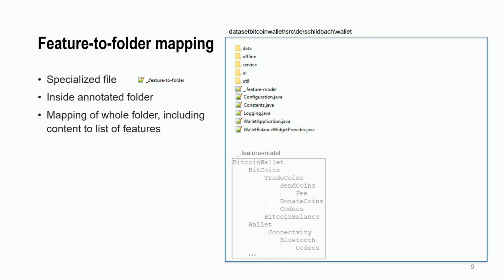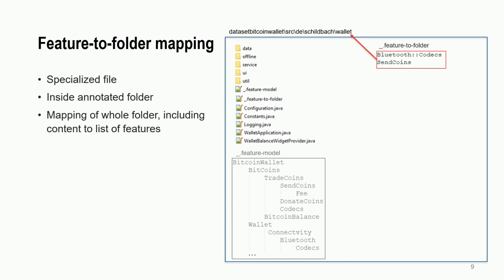This is done with a specialized file put inside the to-be-annotated folder. This causes a mapping of the whole folder, including its content and subfolders, to the features specified in this file. With this technique, you can map source code files, but also non-source code files like binary files or generated files, and so it is very flexible.